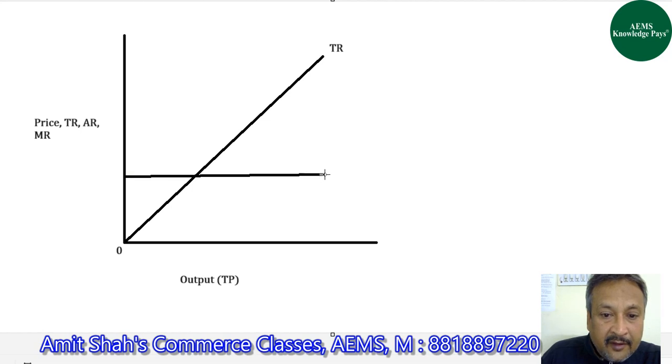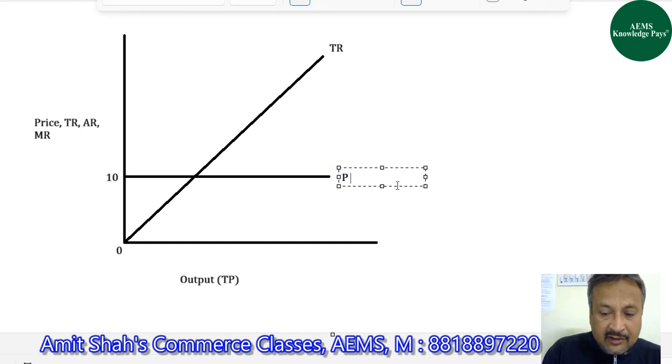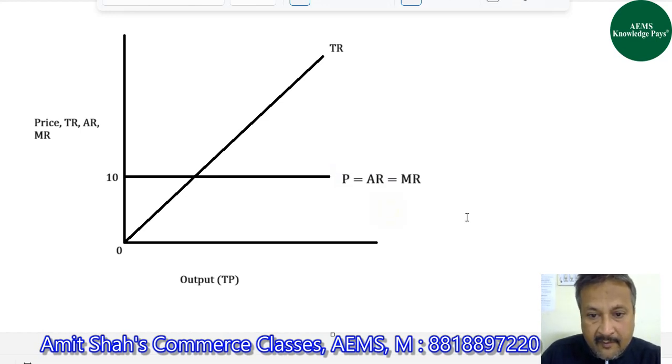And this is the line of AR and MR and also of price. All of them are 10. What should be the output? Whether it is price or AR or MR, they all are 10. So this is of price, AR and MR. I hope you have got this, Aryan, Himanshi and Sushna and those who are sitting here, right? Yes, sir.